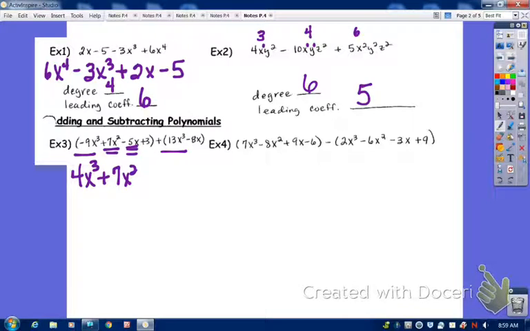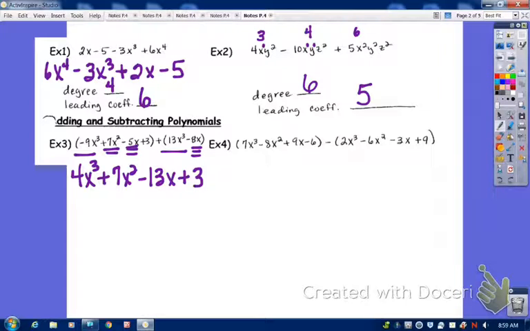Negative 5x and negative 8x combine to be negative 13x. And then I have that little 3, and I just bring down plus 3. So when you're adding two polynomials, nothing changes. No signs change. You just combine like terms. All right, example 4 is showing you what we do when we subtract two polynomials.